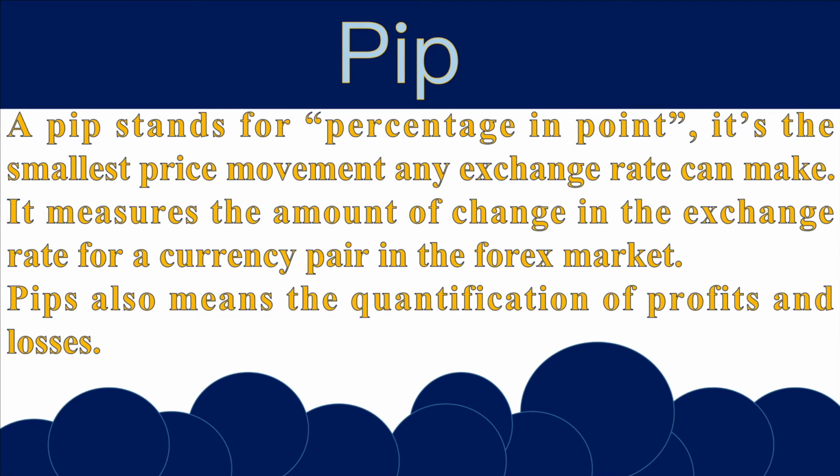Okay, PIP. A PIP stands for percentage in points. It's the smallest price movement any exchange rate can make. It measures the amount of change in the exchange rate for a currency pair in the forex market. Pips also mean the quantification of profits and losses.